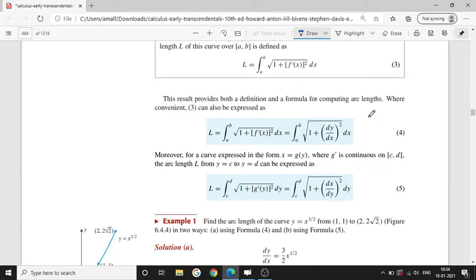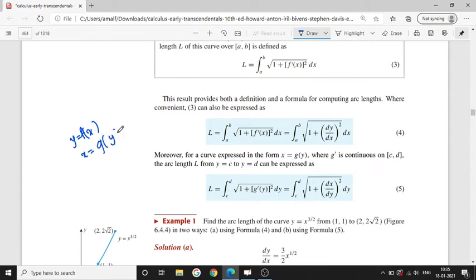Now in some cases it is easier to find this integral. So you have y equal to f of x. Now sometimes a curve can also be represented in the form x equal to g of y. Then when we work in this form, we may not get the integral easily. So sometimes the arc length can be expressed using a function of y also.